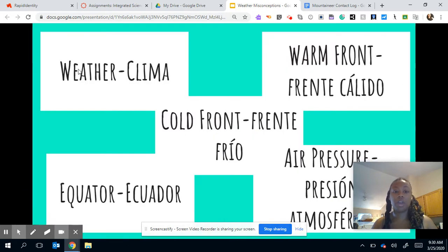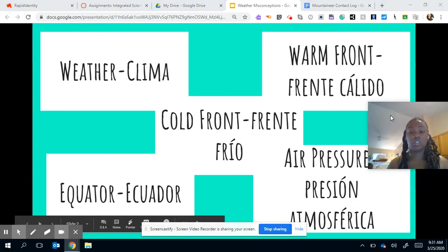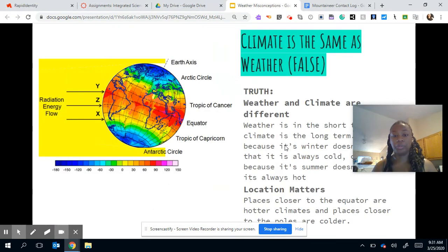So let's start with some vocab. Weather. Whenever you see weather, my Spanish speaker, we're talking about el clima. Pronouns are not my strong suit, but weather is clima, warm front, cold front, equator. I like that equator translates to Ecuador in Spanish because if you think about Ecuador, it's also kind of tropical. And we're still talking about this idea of air pressure.